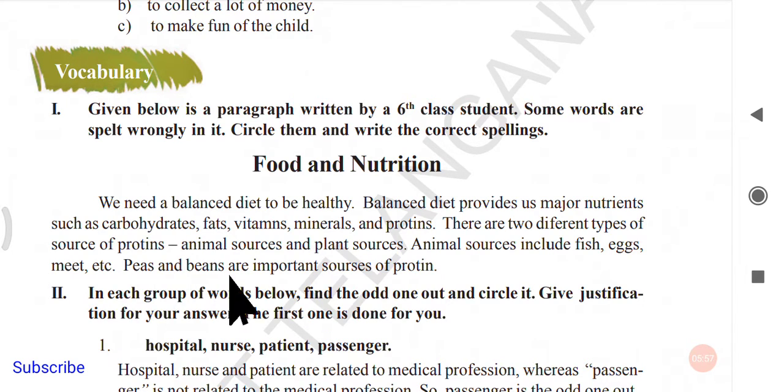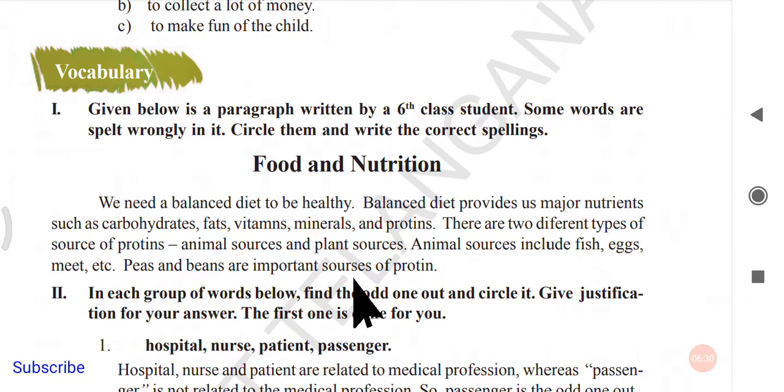Next, peas and beans are important sources. Look at the spelling here. Sources, S-O-U-R-C-E-S. Here it is wrong. S-O-U-R-C-E-S is correct. Sources of protein. So far, the first one here is vitamins, different. The second one, next, we have sources. These are wrong, so please correct them.